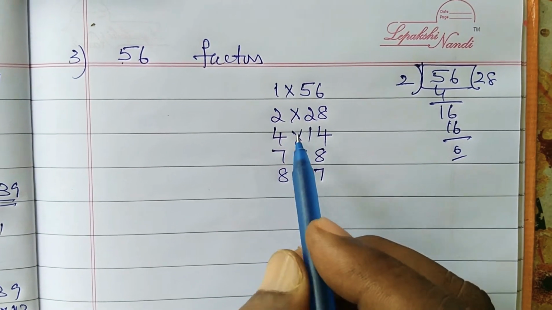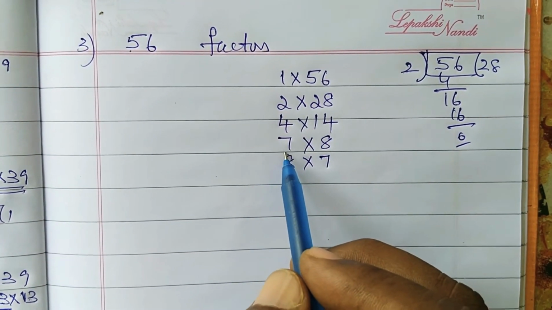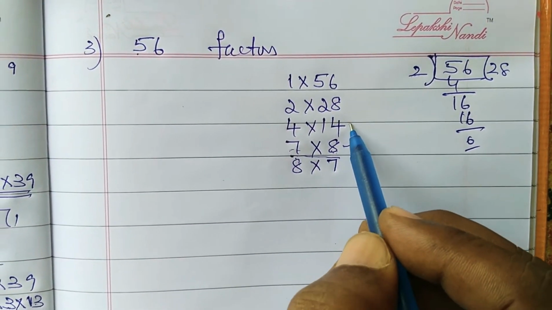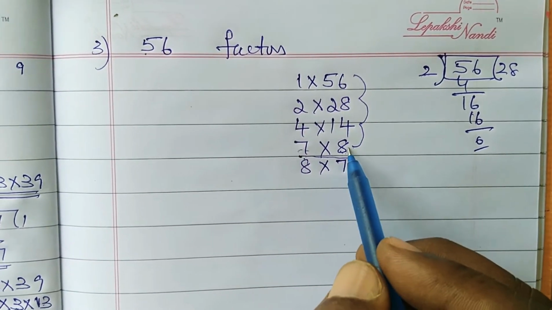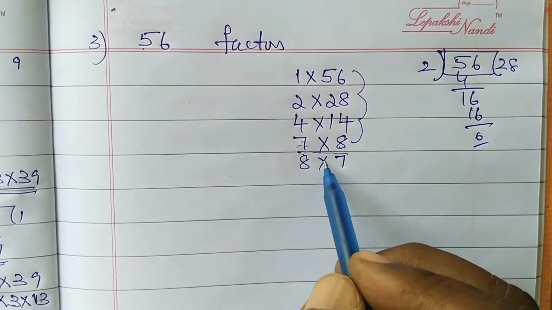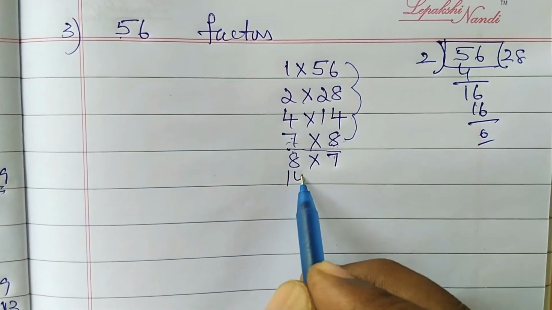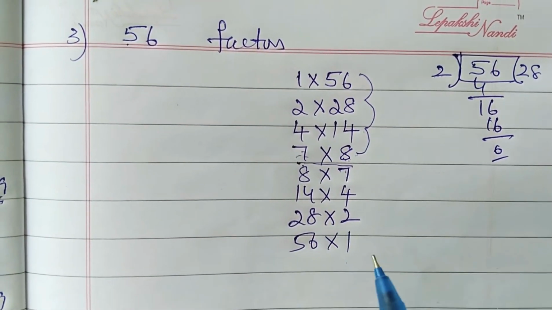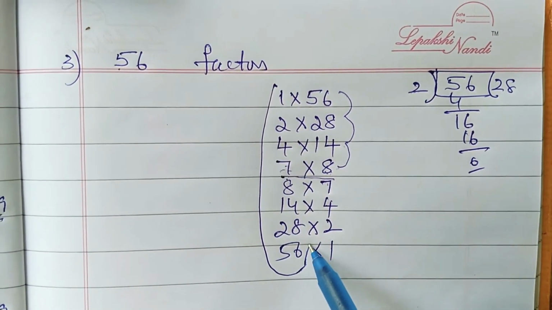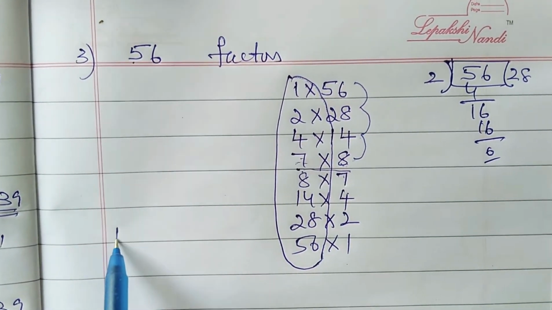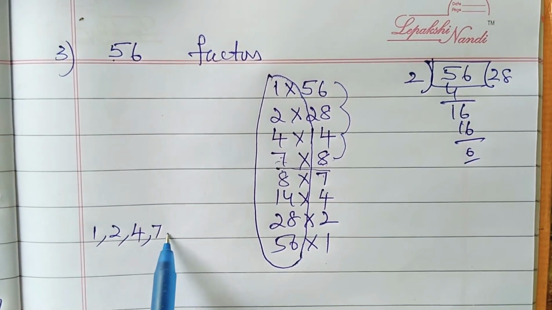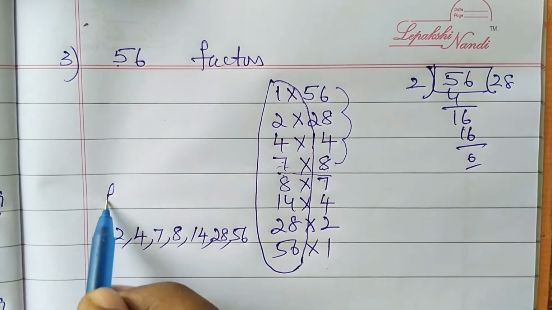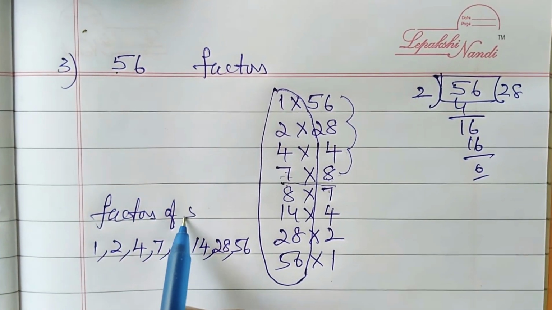Now, the earlier problem I told you, while writing the factors in this way, if at any place you see an interchange of these factors, then from that onwards you just reverse it and write all the other factors. So here 7 8s are 56, next one is 8 7s are 56. Therefore next you can write 14 4s are 56, 28 2s are 56, 56 1s are 56. Therefore the factors for 56 are 1, 2, 4, 7, 8, 14, 28, 56. So these are the factors of 56.